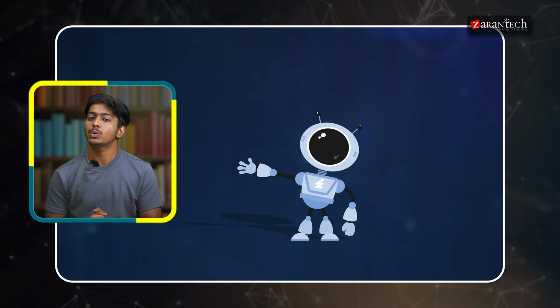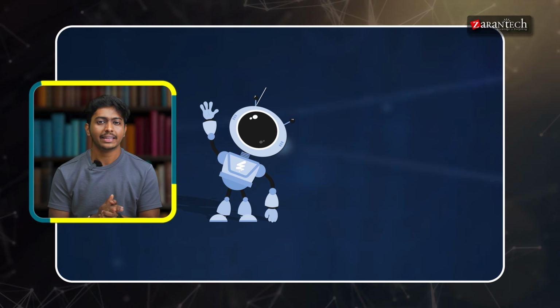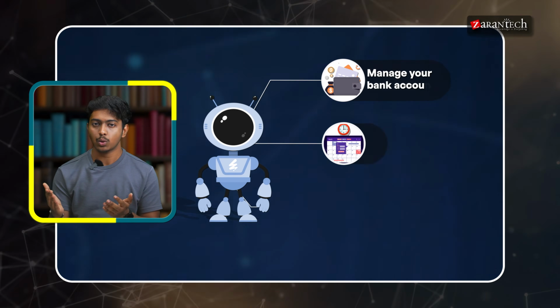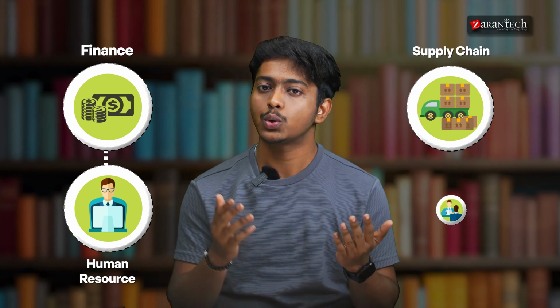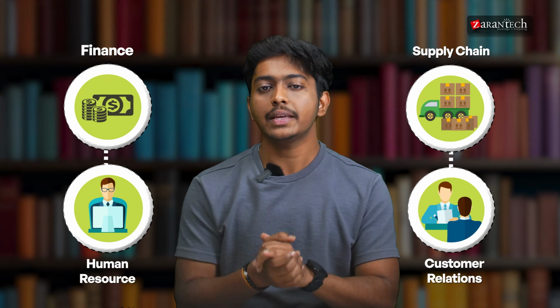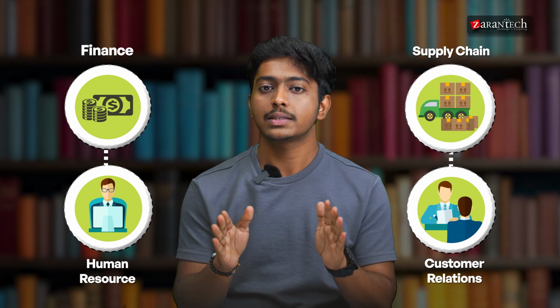Imagine that you are having a super smart robot that can simultaneously manage your bank account, schedule your tasks, and even order groceries for you. That's basically what SAP ERP does for companies, but on a massive scale. From finance to HR and supply chain to customer relations, SAP ERP connects all of these puzzle pieces for them. Now, I know it might sound complicated to you, but don't worry, in this particular tutorial, we are going to break it down all for you guys.